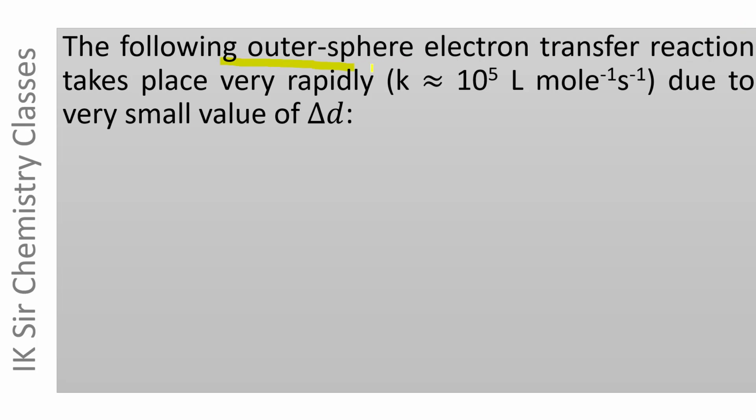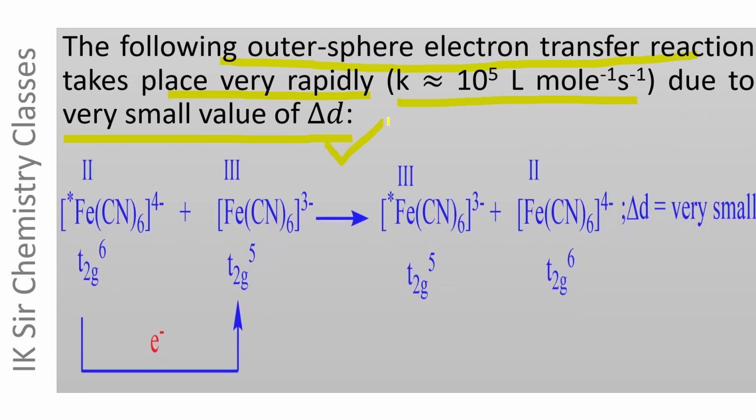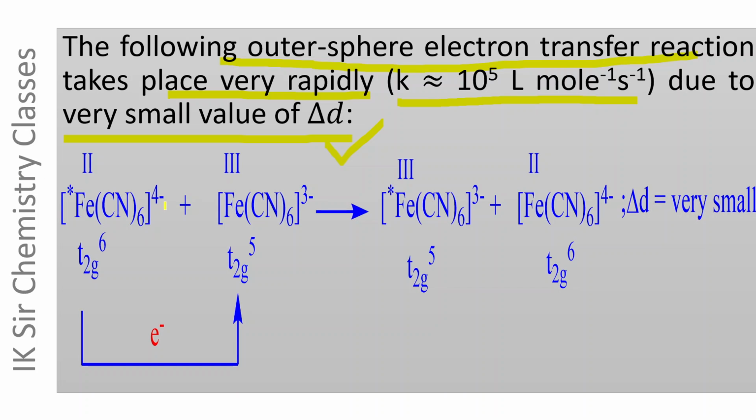The following outer sphere electron transfer reaction takes place very rapidly, having the value of k equal to 10 to the power 5 liter per mole per second due to very small delta D. This is the reaction of [Fe(CN)6]4-, having labeled iron atom, and [Fe(CN)6]3-, having non-labeled iron atom. Its electronic configuration is t2g6 with plus 2 oxidation state, and its electronic configuration is t2g5 with plus 3 oxidation state of iron. The electron is transferred from Fe2+ ion of this complex ion from t2g6 orbital to t2g5 orbital.